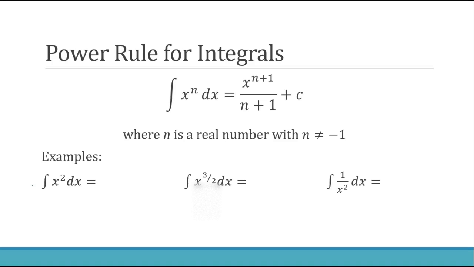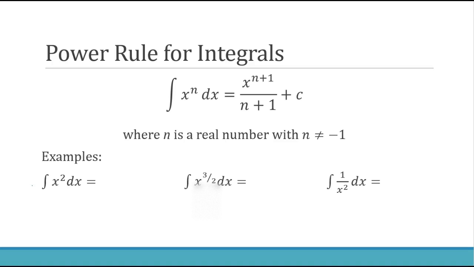If we want to find the antiderivative of a power function x to the n with respect to the variable x, we're this time going to add 1 to the exponent. So we have x to the n plus 1, and then we divide by the new exponent n plus 1, and we need our constant of integration, our plus c. So this only works where n is a real number, but n cannot be -1, because then we would be dividing by a 0 here. So we can't divide by 0.